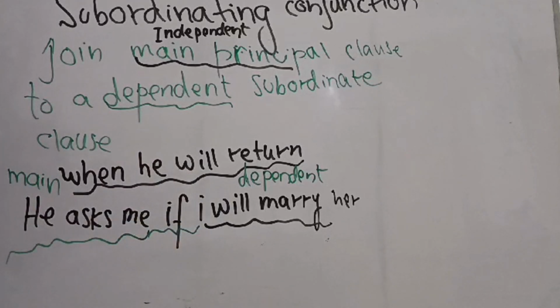I told you about some specific words which are used as subordinate conjunctions, such as if, because, as. There are many more: until, when, because. These are called subordinate conjunctions.